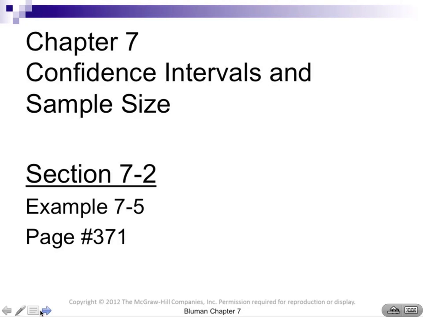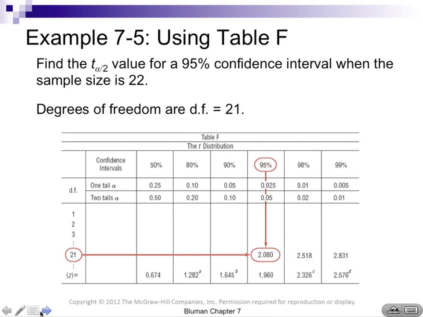All right, so here's an example. Chapter 7, confidence intervals and sample size. This is example 7.5 on page 371. Now here's our table, Table F this time. It's a t distribution. Okay, so we're looking right here at our t distribution.